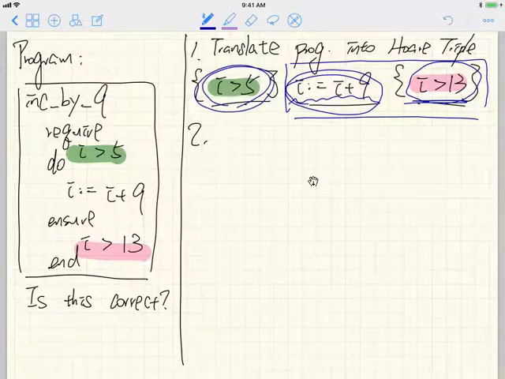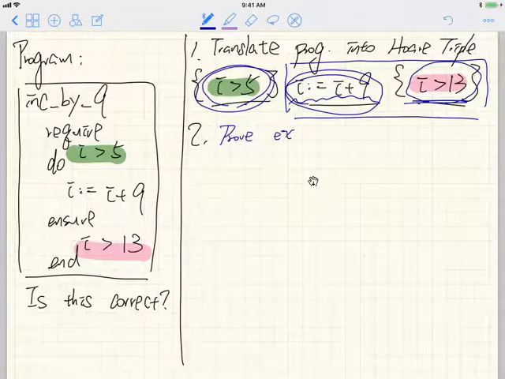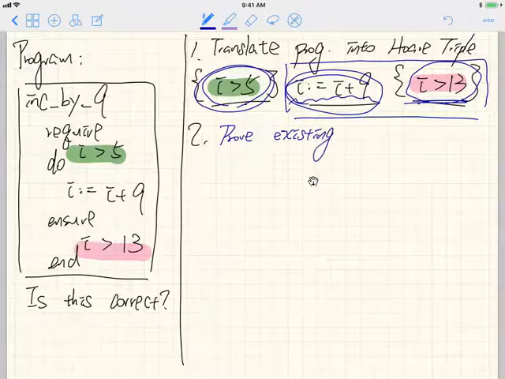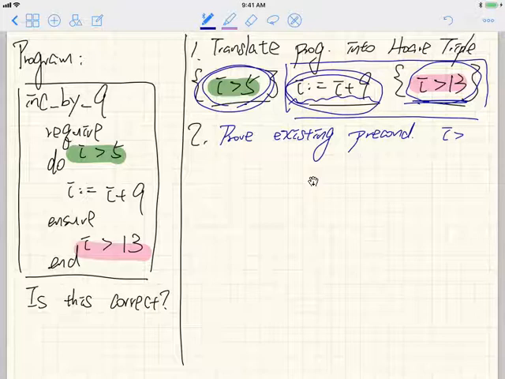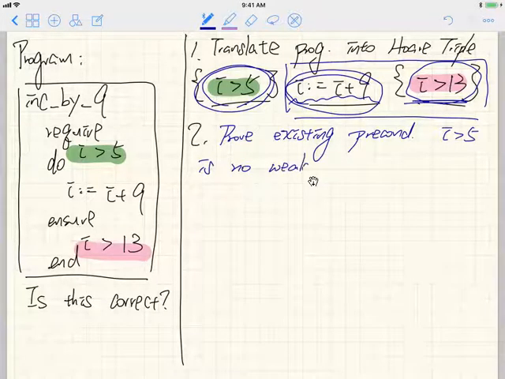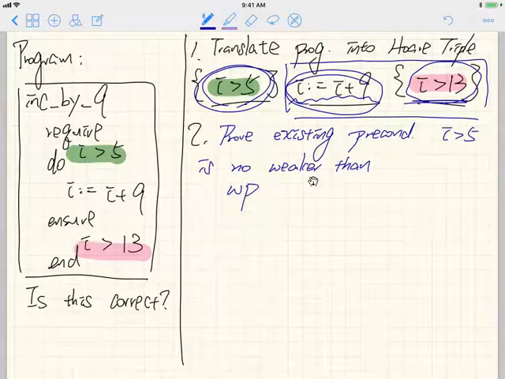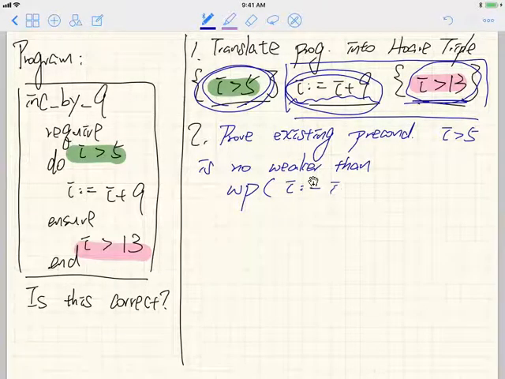I'll write it down. I want to prove that the existing precondition, which is I larger than 5, is no weaker than the weakest precondition over here. So now we have I is assigned to I plus 9.